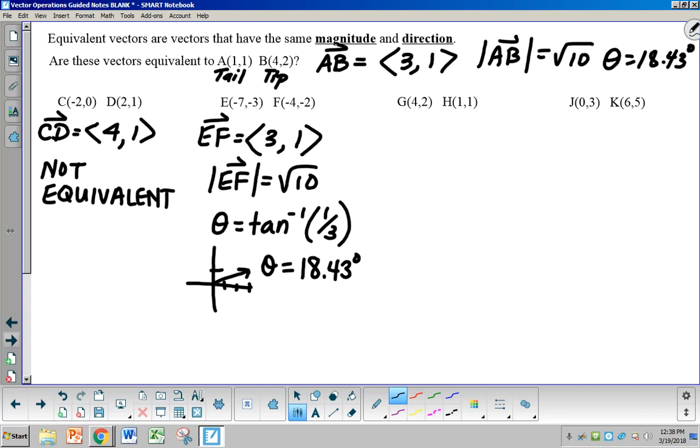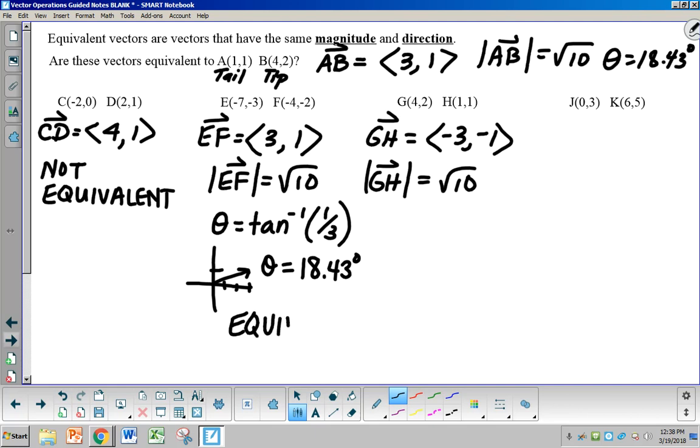Okay, let's try GH. It's going to be 1 minus 4, negative 3, negative 1. So, is that the same direction? No, it's the opposite direction, but is its magnitude the same? Yes. However, that means it's not equivalent. And I should say that this one is equivalent. I should write that down. This one is not equivalent here.